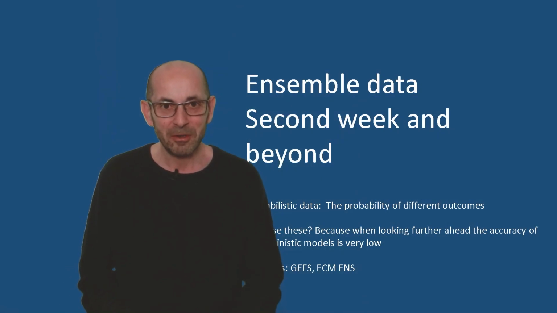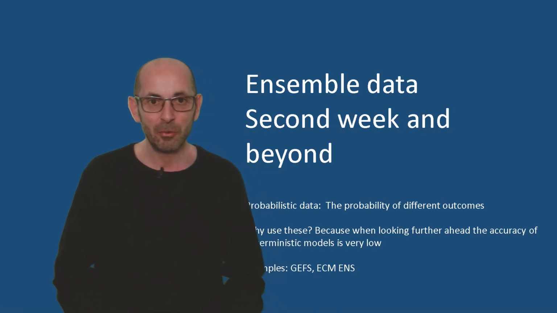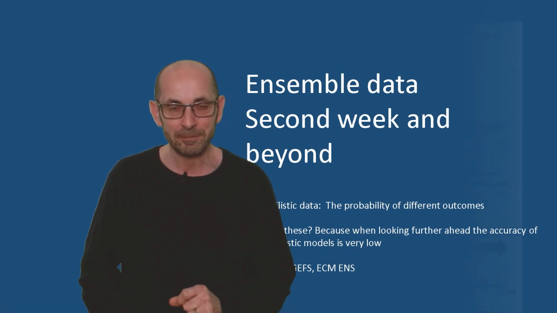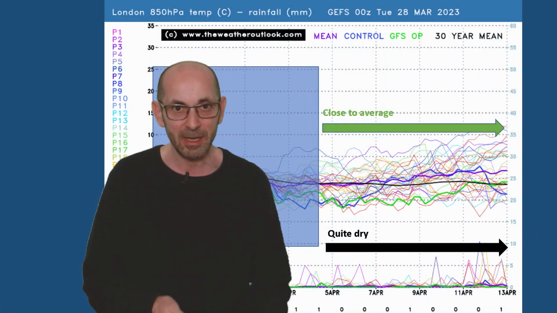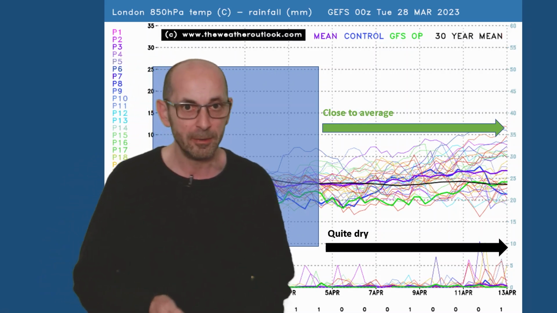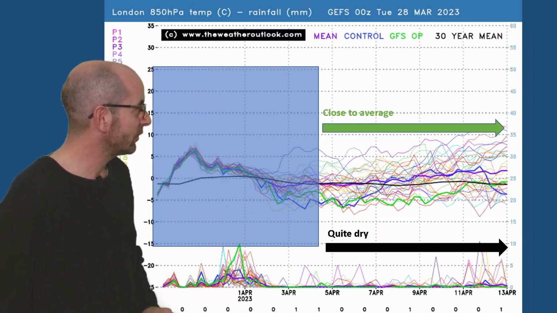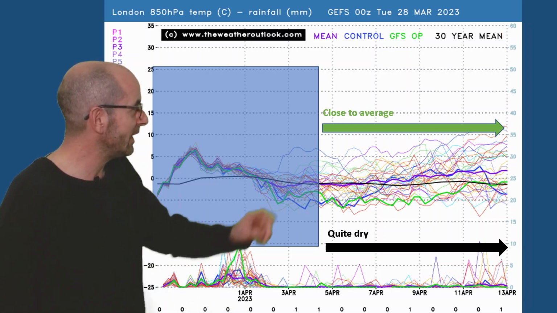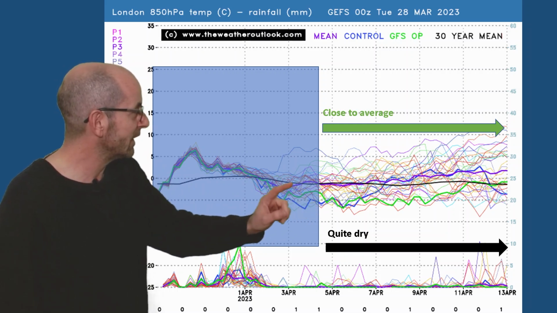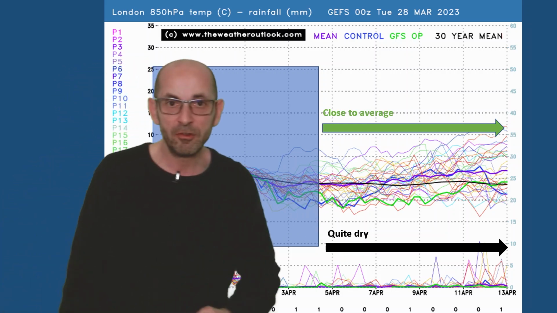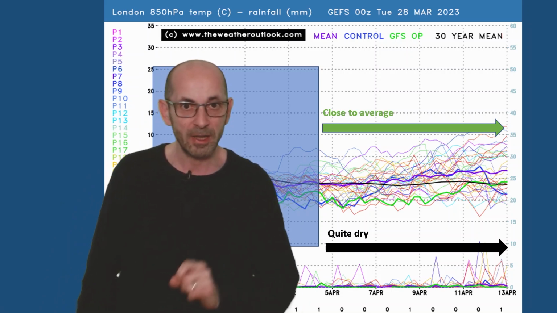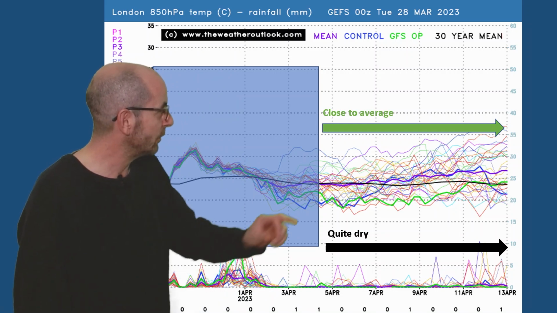So how do things look as we go through the second week? As ever, it's all about trends and probabilities at this range, not the details. Using the ensemble data, I'm going to start with the 16-day GEFS plot for London. Air mass temperatures across the top show quite a big spread. There's some mild runs in there, some significantly colder ones. In actual fact, the thick green line for GFS operational, which the initial sequence was based on, was at the colder end of the ensemble.